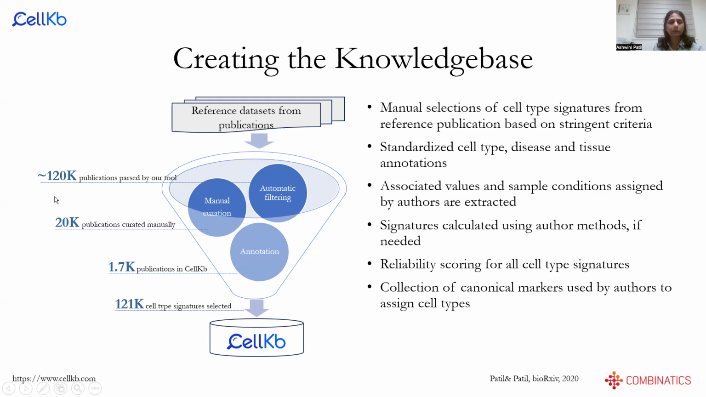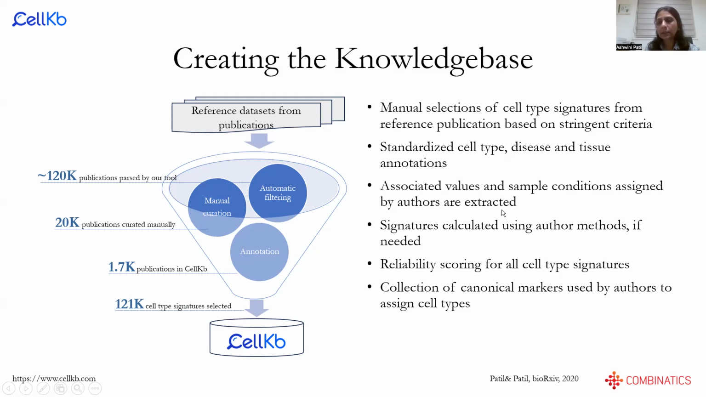Actually, we have looked at them over the last 5 years. We looked at them manually to see if the cell type signature is of good quality, if the data is of good quality, if the data is publicly available, and so on. And then finally, we have arrived at the current number of publications that have been accepted. For each of these publications, which we have selected using a number of stringent criteria, we standardize the cell type, disease, and tissue information for each of the cell type signatures using cell ontology, disease ontology, and Uberon ontology, so that the data is harmonized for rapid searching. We also collect associated values and sample conditions which are assigned by the authors.